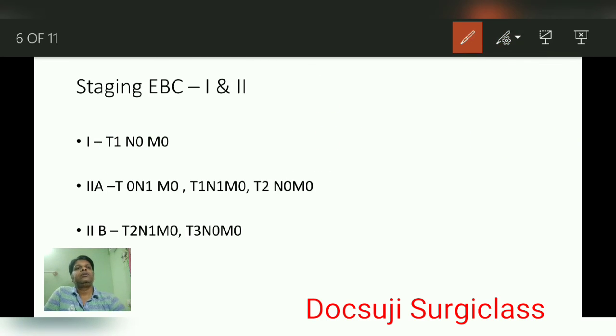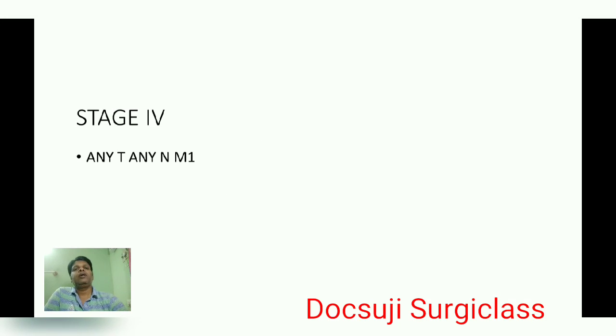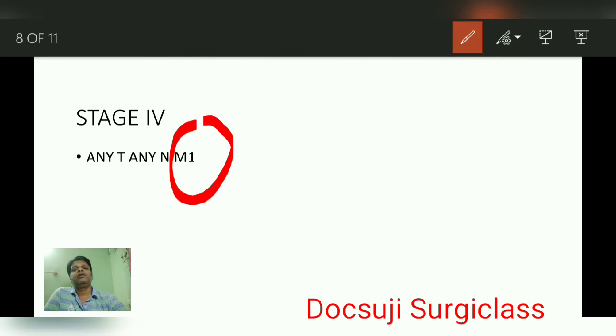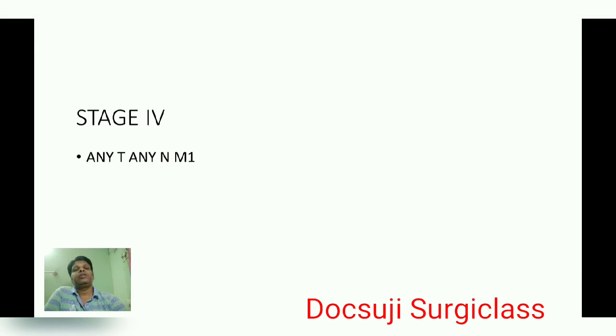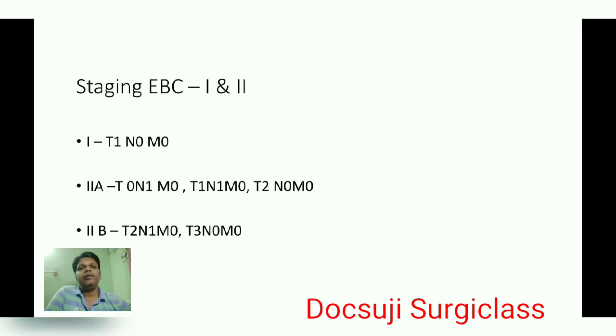Then what is stage 4? Stage 4 is where you have distant metastasis. Irrespective of the tumor size, irrespective of the nodal status, if you are getting distant metastasis, then it is called stage 4, that is an advanced breast carcinoma. Okay, so now we have discussed stage 1 and 4, so that is very easy. Next, we are going into stage 2.